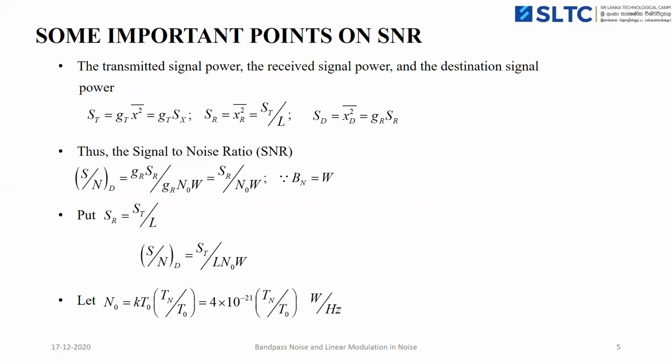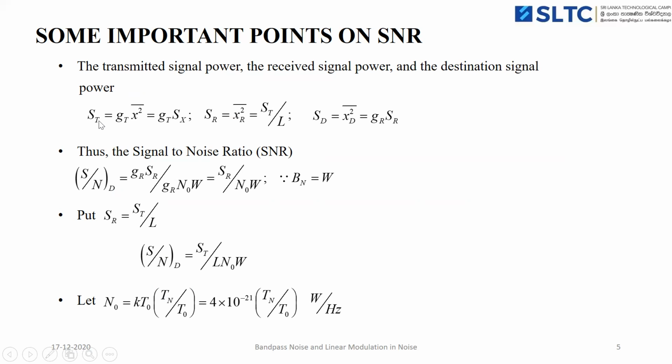So there are three important power measurements in the analog communication system. That is ST, the transmit signal power, SR is the receive signal power, and SD is the destination signal power.